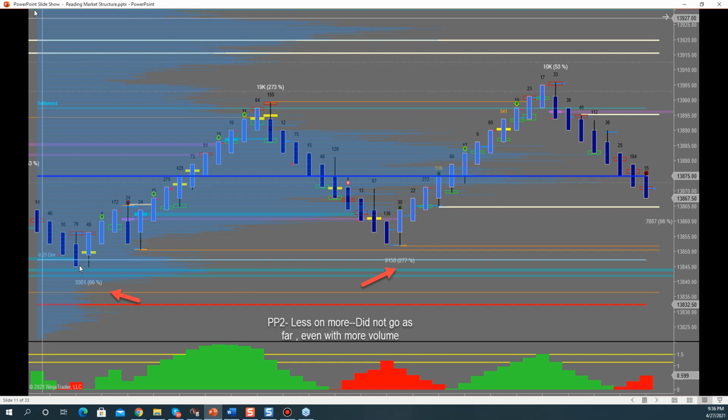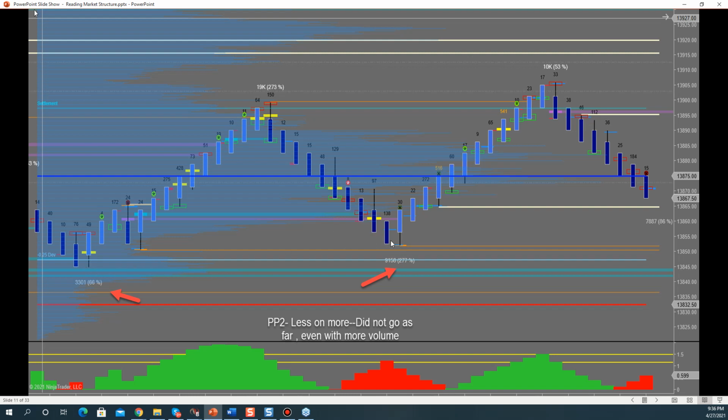So let's look right here. See how this market comes down right here. So we're in a range bound market. Market comes down on 33.01. Then it comes down here on 91.58, with 277% more volume, within 30 ticks, within a full bar size. Well, 30 ticks actually, you know, 2 bars.